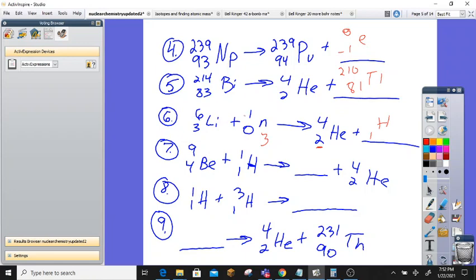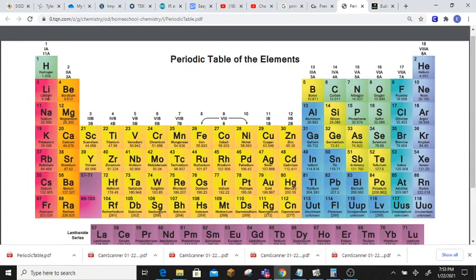6 plus 1 is 7. So we need this side to equal 7. 4 plus what is 7? 3. Let's add up these. 4 plus 1? 5. 2 plus what is 5? 3. Right? This side was 5. 4 plus 1, 5. 2 plus 3 is 5. So what element is number 3? That's lithium.